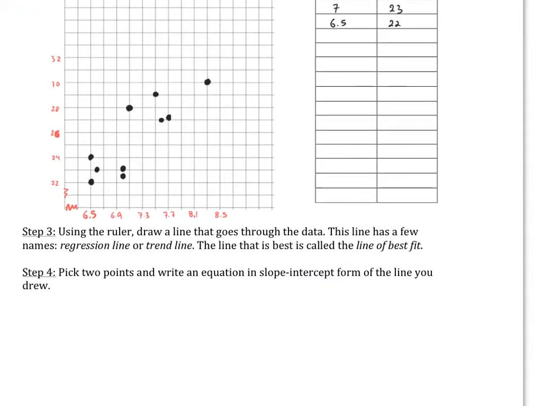Step number 3 is that we're going to use a ruler, and we're going to draw a line that goes through the data. Now, here's the key. The line does not have to touch any of these points. What we have to do is make a line that we think describes it well. So for example, I wouldn't draw this. This would not be an accurate line right here, right? Because look, I've got some of the data below it and most of the data above it. So I'm not going to draw that.